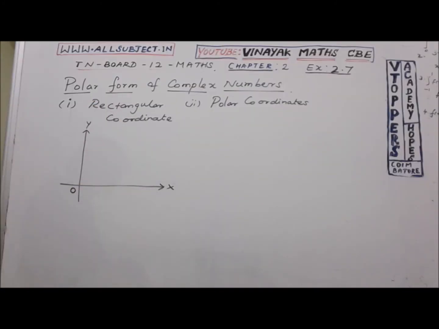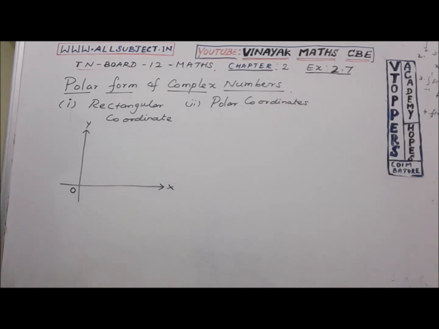Polar form of a complex number here. This is our next topic. First one, rectangular coordinates, the second one is polar coordinates, and the third one is superimposing polar coordinates on rectangular coordinates. What does rectangular coordinates mean?